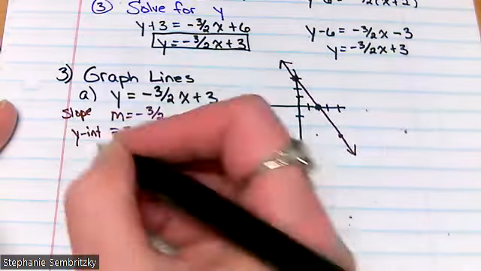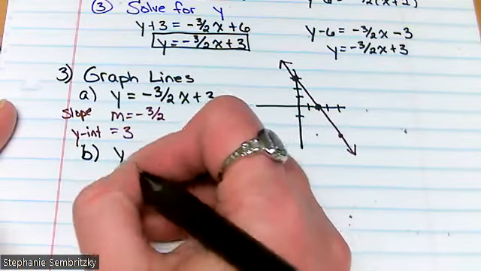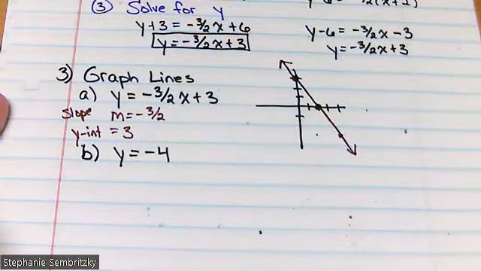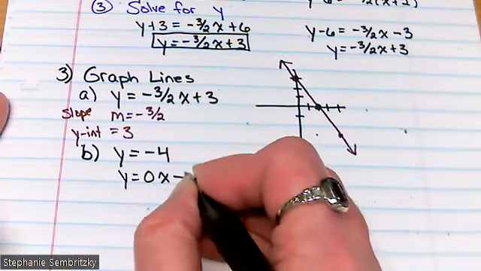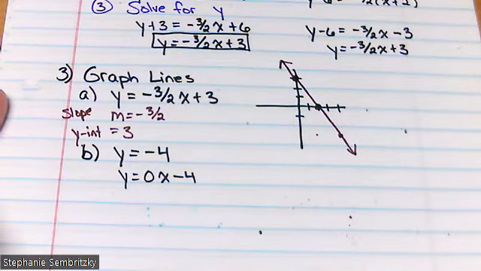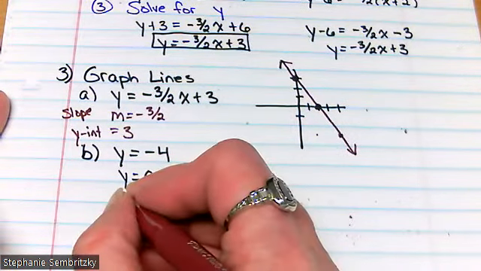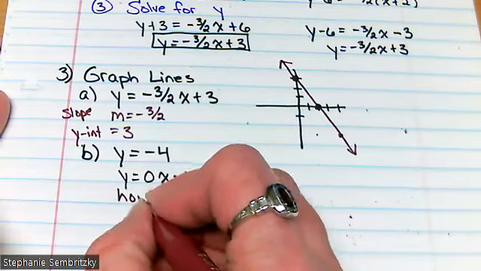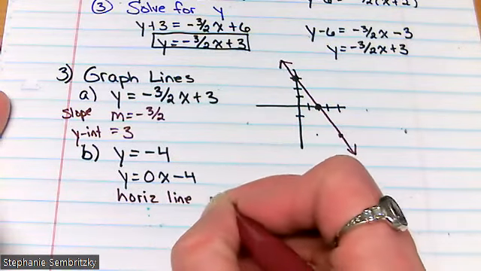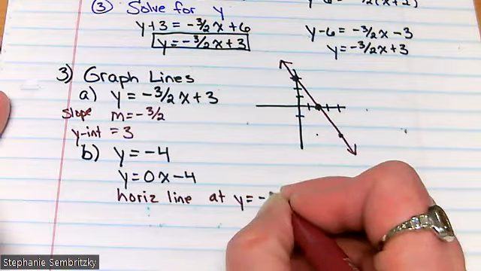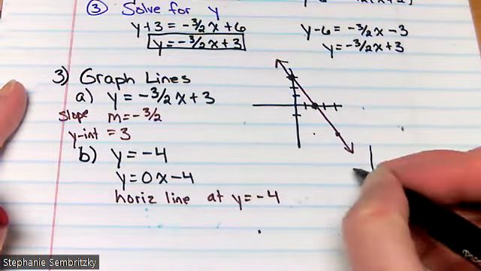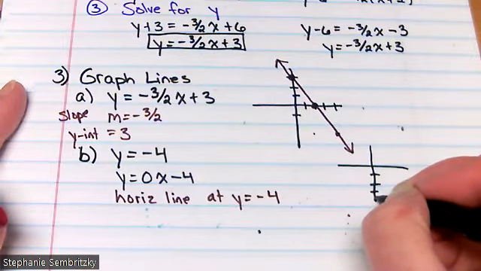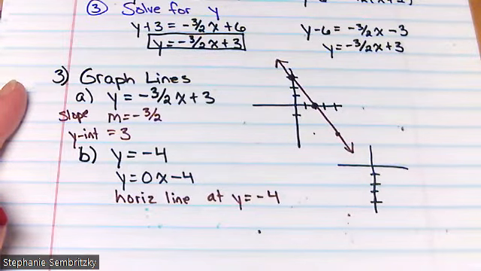Now, what if I had y equals negative 4? There's no x there. What that means is I have 0 x's minus 4. That's a slope of 0. That's going to be a slope of 0. That's a horizontal line at y equals negative 4. 1, 2, 3, whoops, 4. And done.